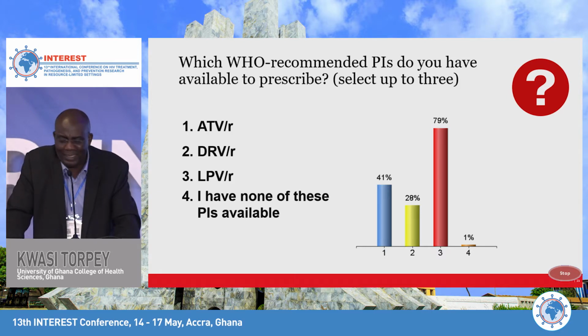So 1% actually have none of the PIs available. So 99% of you have, and of the 99%, 79% use the ritonavir boosted lopinavir. Then number 2 is atazanavir at 41%, and then darunavir is at 28%. Interesting.